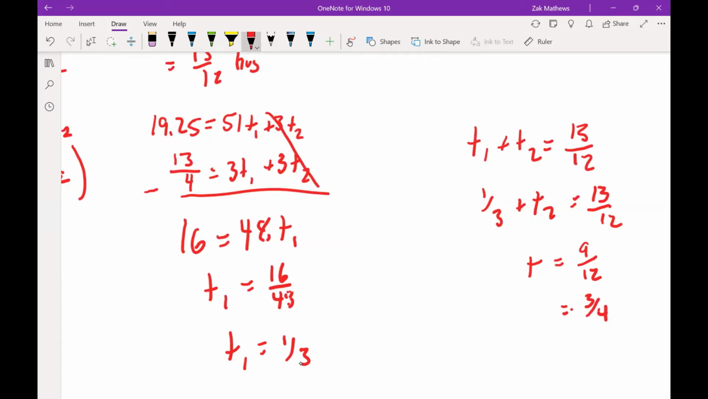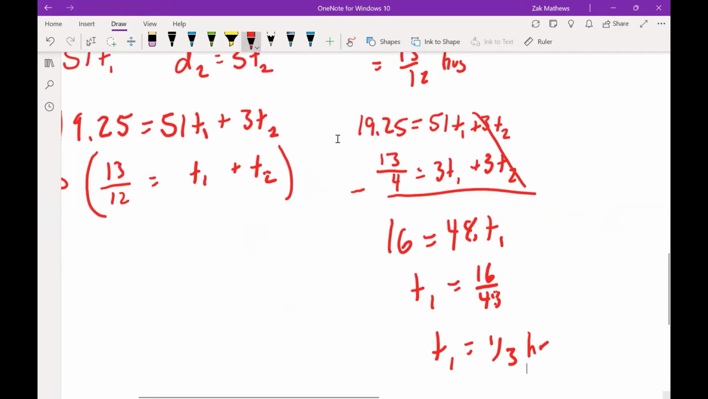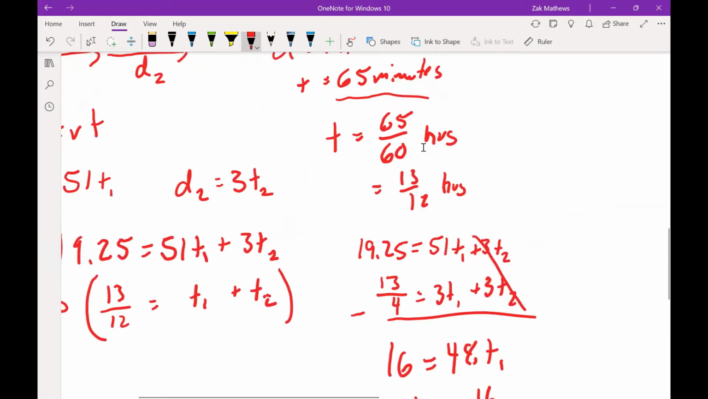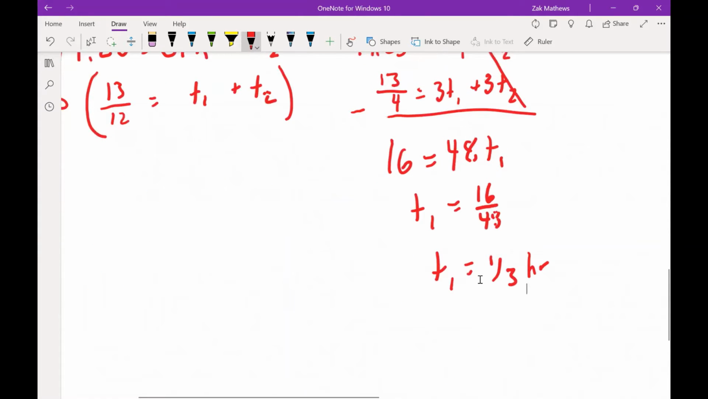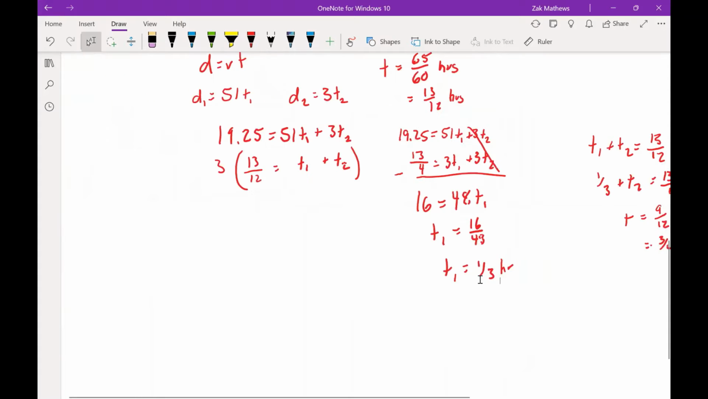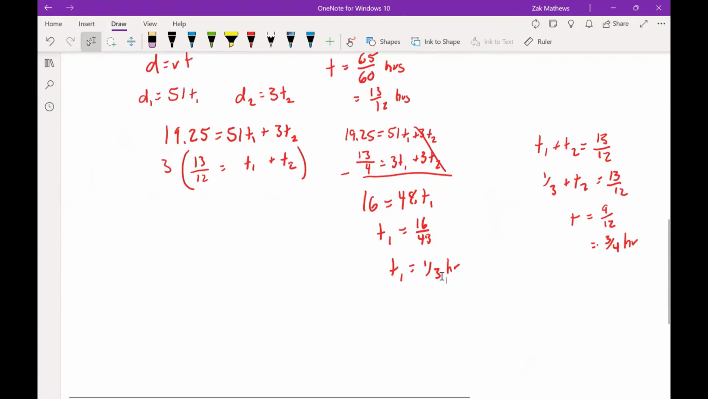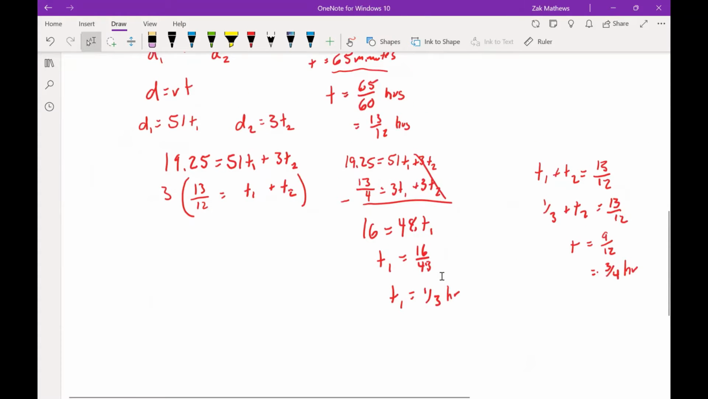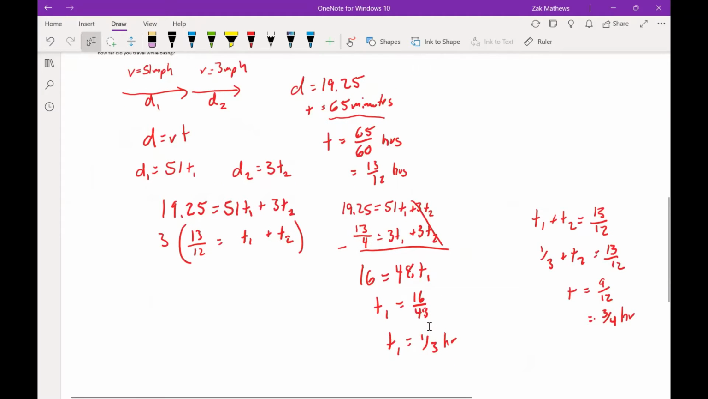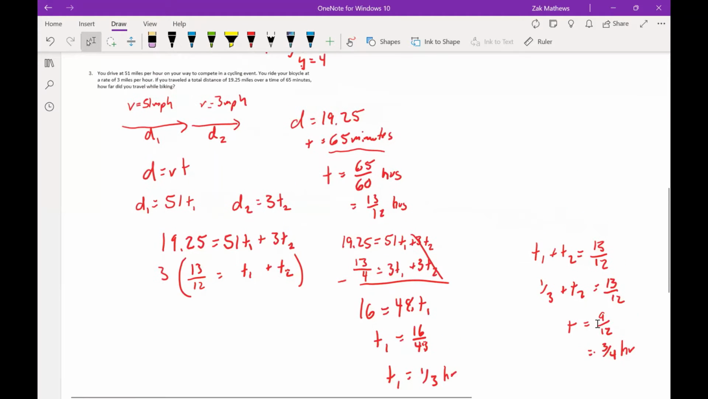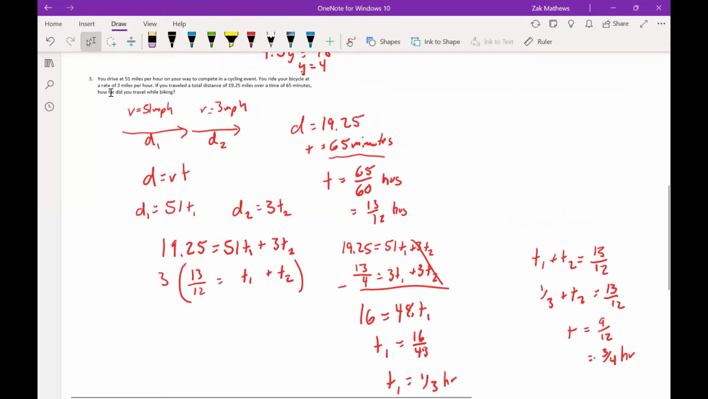And again, both of these are hours because that's what our miles per hour had been. We converted that time of the 65 minutes into hours to get our units to match. So these are both hours. So now we can state that this individual took 1/3 of an hour in the car and 3/4 of an hour cycling. All we really care about is the distance traveled while biking.